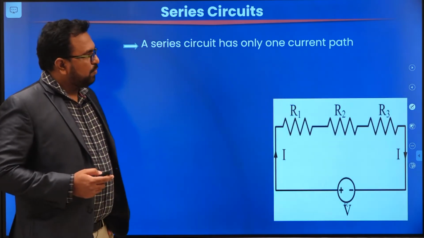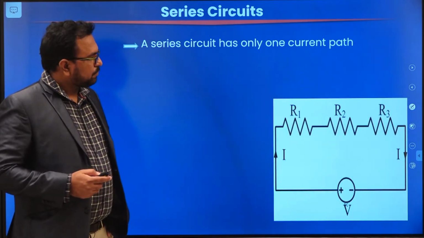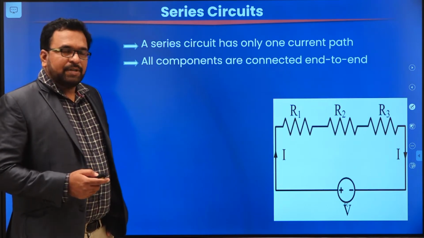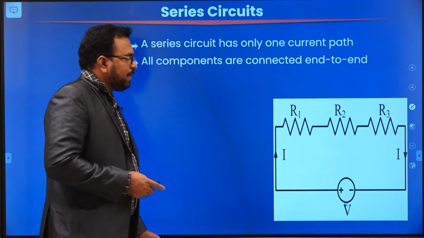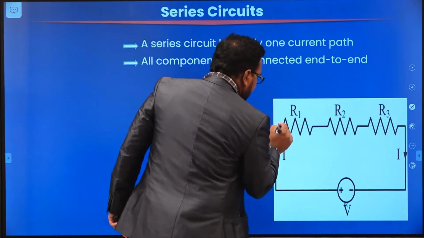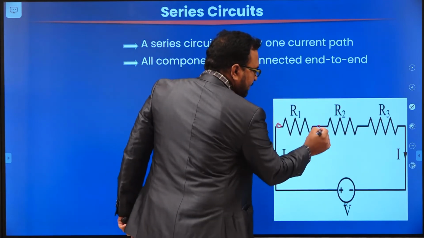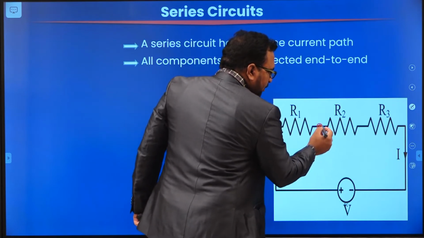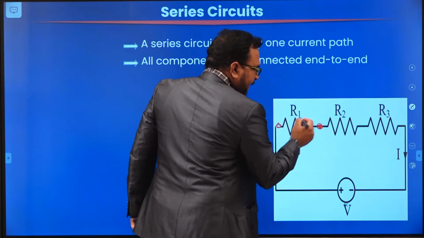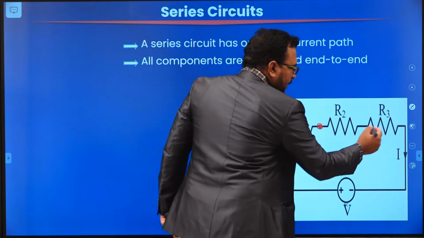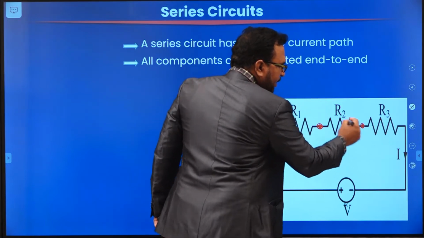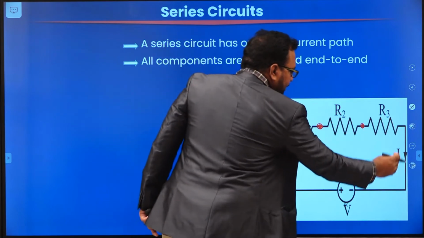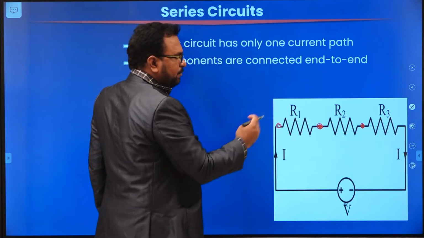This is one example of a series circuit here. Next, how the components are connected. All the components are connected end to end. This is one end of the terminal and this is the second end. For R2, the starting point is connected to the ending point of R1. Similarly for R3, the starting point is connected to the ending point of R2. That means our components are connected end to end.